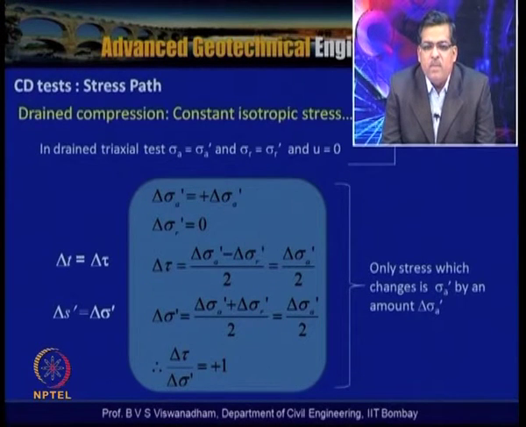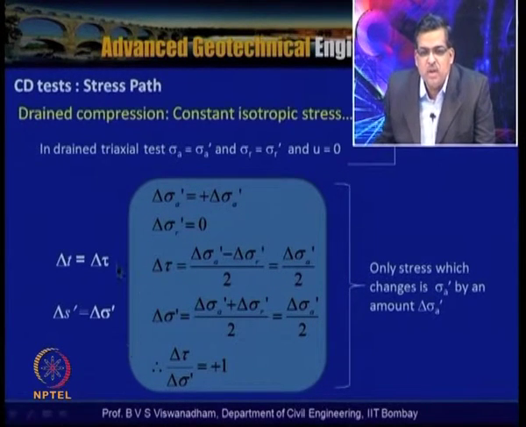If you look into this, delta tau is equal to delta sigma A minus delta sigma R, that is delta sigma 1 minus delta sigma 3, divided by 2. Here delta sigma R is equal to 0, so what we get is delta tau equal to delta sigma A dash by 2. And delta sigma dash is equal to delta sigma A dash, that is delta sigma 1 dash, plus delta sigma R dash, which is delta sigma 3 dash, divided by 2.